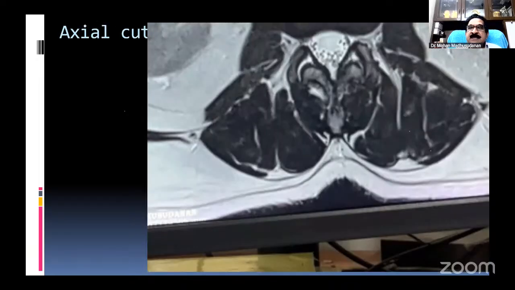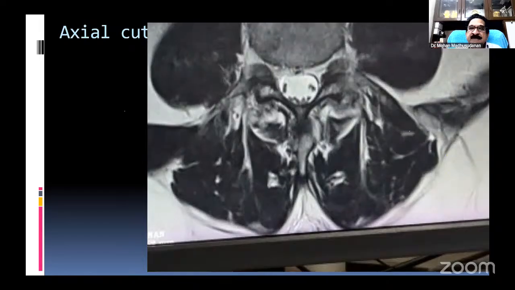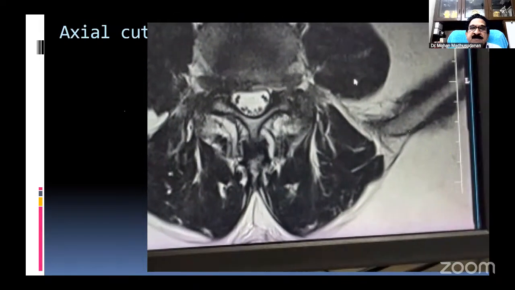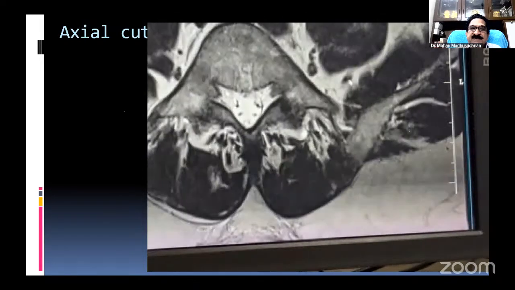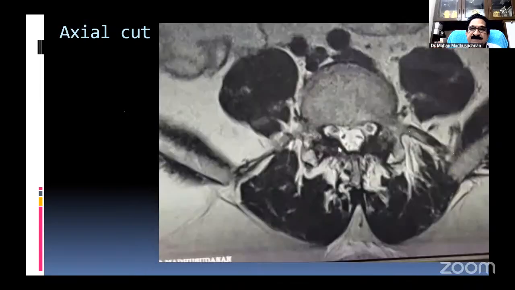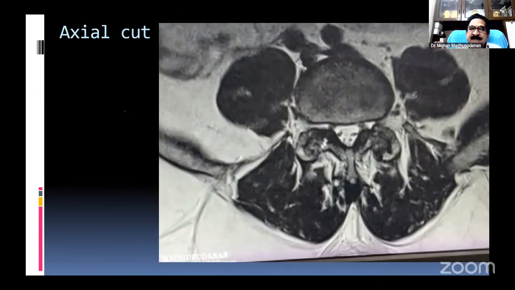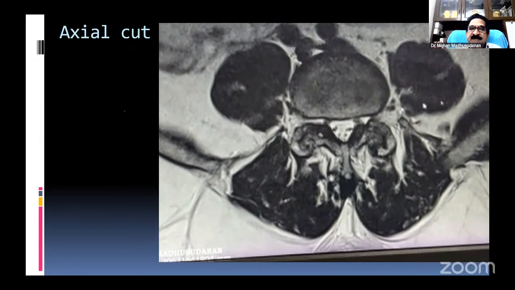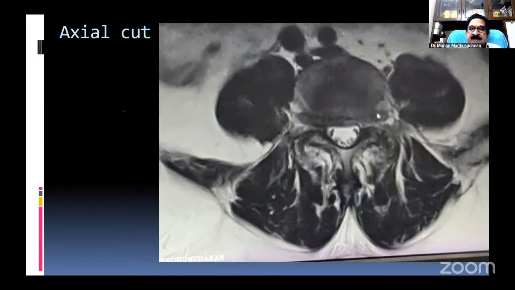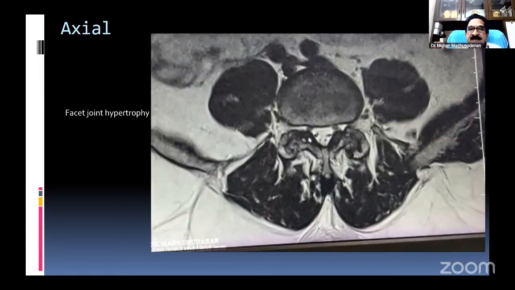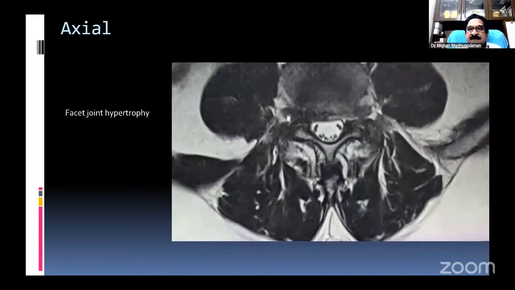Now look at the axial cut. Very carefully. See that both canals are not seen at all at the L4-L5 level. I'll show this one. That is a thickened facet joint. See that area, you can see no canal at all. I will show the other levels. There's facet joint hypertrophy there. And look at this level, facet joint hypertrophy. Where is the root canal? No canal is seen. See on the right side as well as the left side.